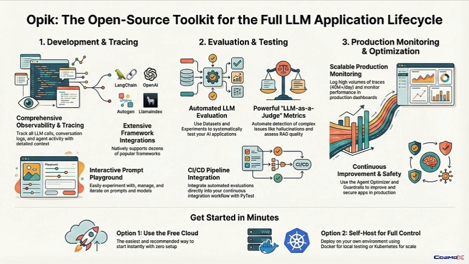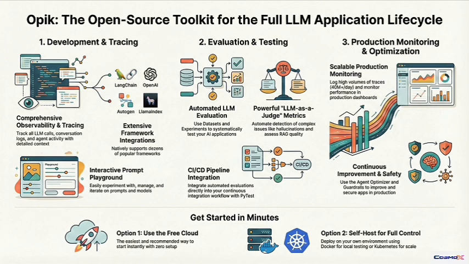Okay, which means you've built your prototype. Now you have to face that inevitable question. How do you automate quality control for something as fluid and subjective as a generative AI output? And that brings us to their second phase: evaluation and testing.